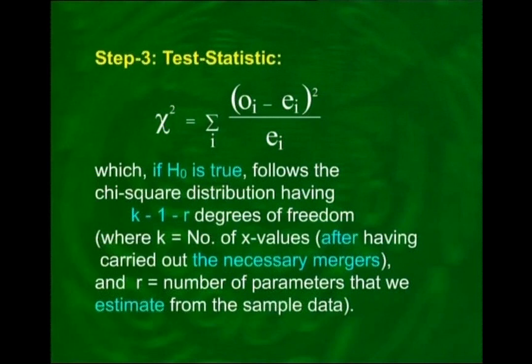And as you can see, the test statistic in this particular situation is given by the summation of the quantity OI minus EI whole square divided by EI, and it can be mathematically proved that if H naught is true, then this statistic follows the chi-square distribution having k minus 1 minus r degrees of freedom.